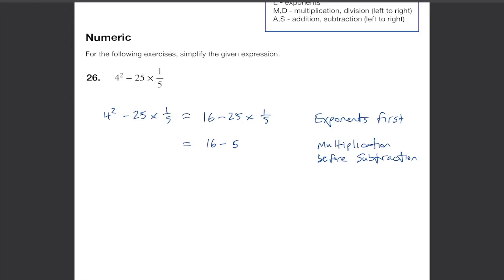All right, all that's left now is a subtraction, and 16 minus 5 is 11, and that is our final answer.